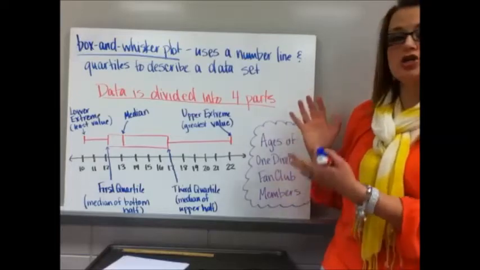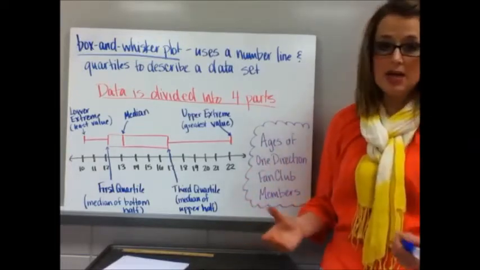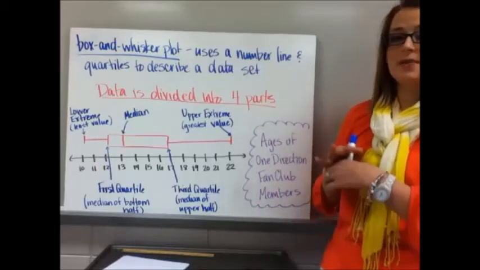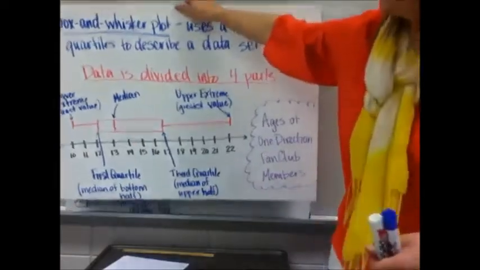So the box plot shows distribution, not number of values. It tells us nothing about how many people are in the fan club. It tells us about the spread, about the distribution of the data.